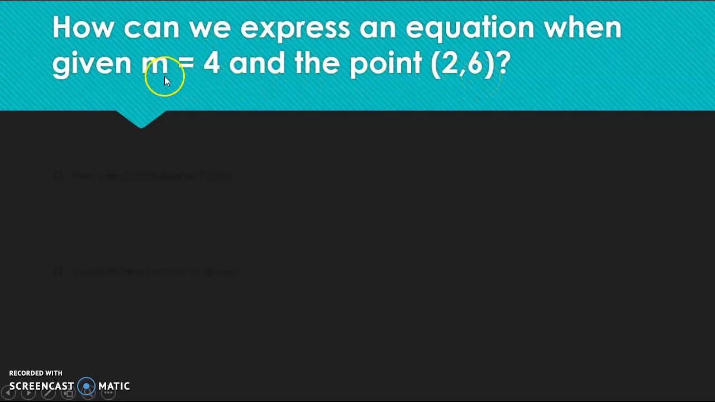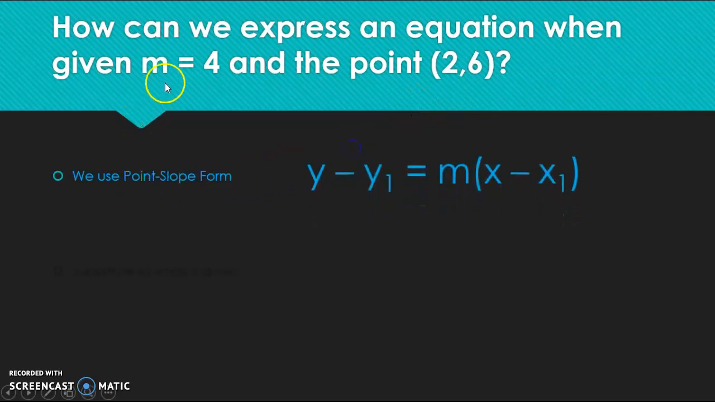Again, you have to remember that m is slope, so it's giving us the slope, which is 4, and a coordinate, or a point, (2, 6). When we're given a point and a slope, we use point-slope form. And here's the equation for it: y minus y1 equals m times x minus x1.